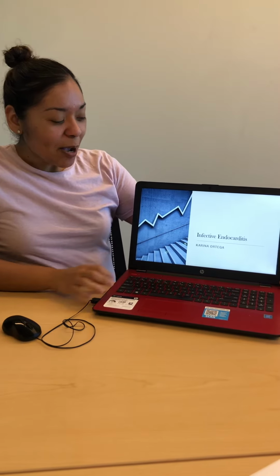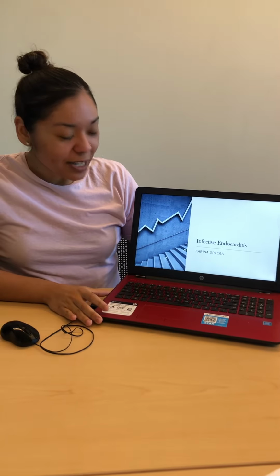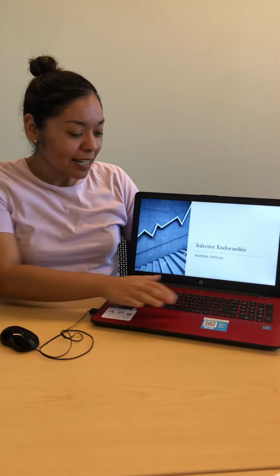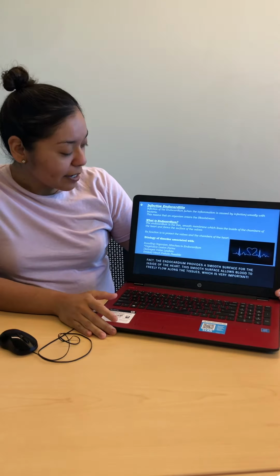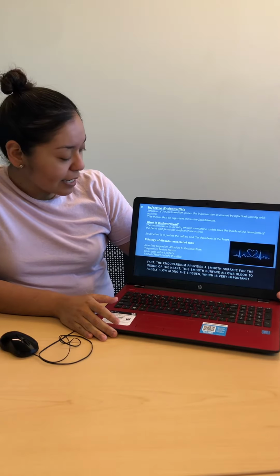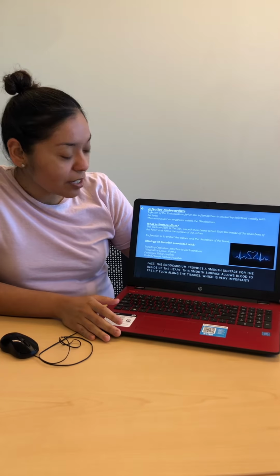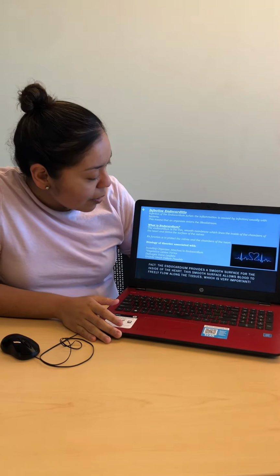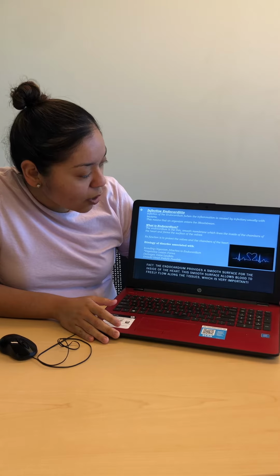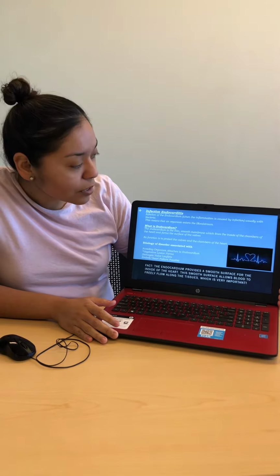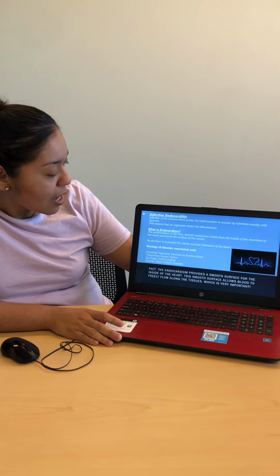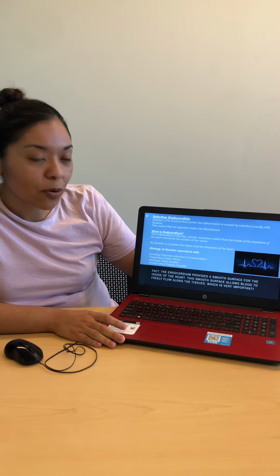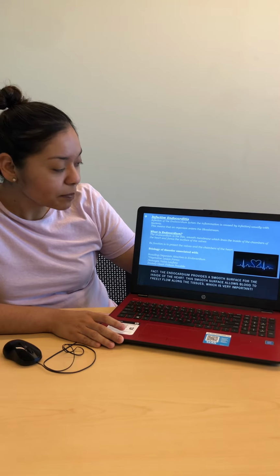Hi guys, so I'm going to be talking to you about infective endocarditis. So let's talk about it, describe it. Infective endocarditis is infection of the endocardium. It's when the inflammation is caused by the infection, and it's usually with bacteria. Also, this means that an organism has entered the bloodstream.